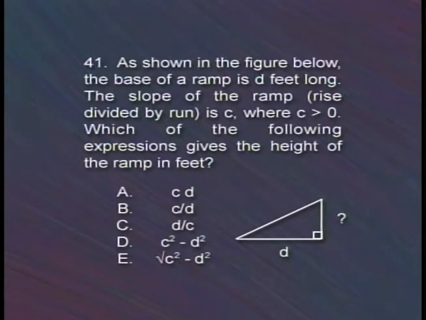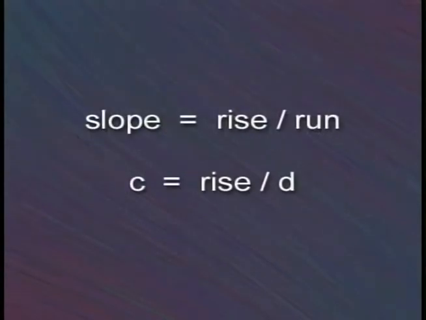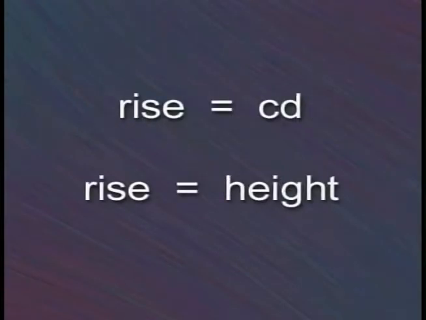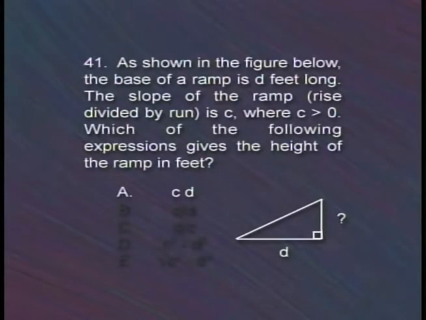In this problem, the base of the ramp is the same as the run, and the height is the same as the rise. As the problem states, the slope of a line is defined by rise divided by run. The slope of this particular ramp is c. Let's substitute our known values into this formula. Slope, or c, equals rise, which is unknown, divided by run, which has the value d. Cross-multiply the equation. The rise, or height, equals c times d. The correct answer is A.